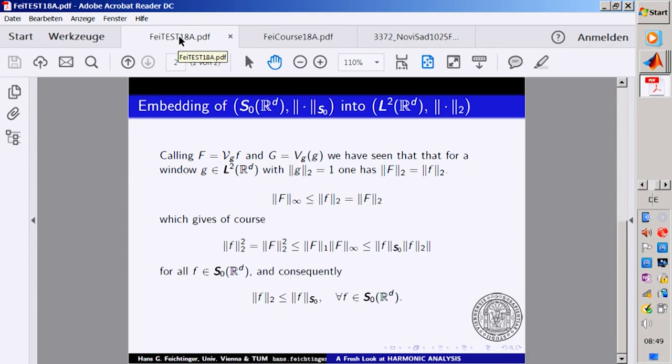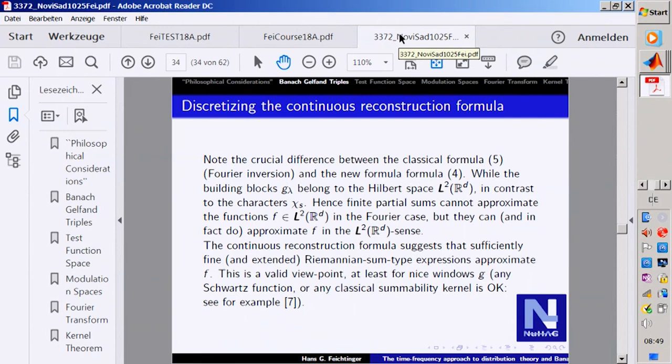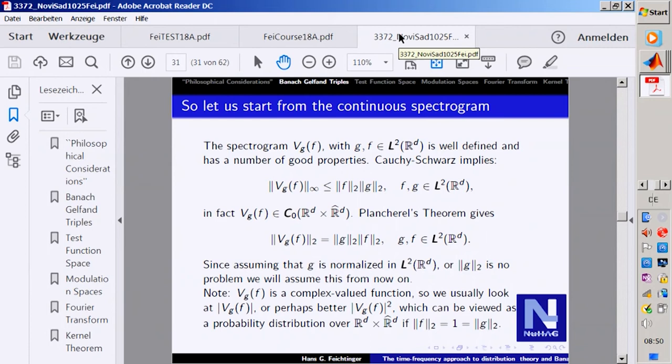But we have a much easier argument if you remember the basic properties that we have mentioned for the short-term Fourier transform. I hope I find it here. Yeah, we had two key properties. One is Cauchy-Schwarz, giving you that the size of the spectrogram is not bigger than the norm of the L2 function, especially if we normalize this window, which is always a good recommended normalization.